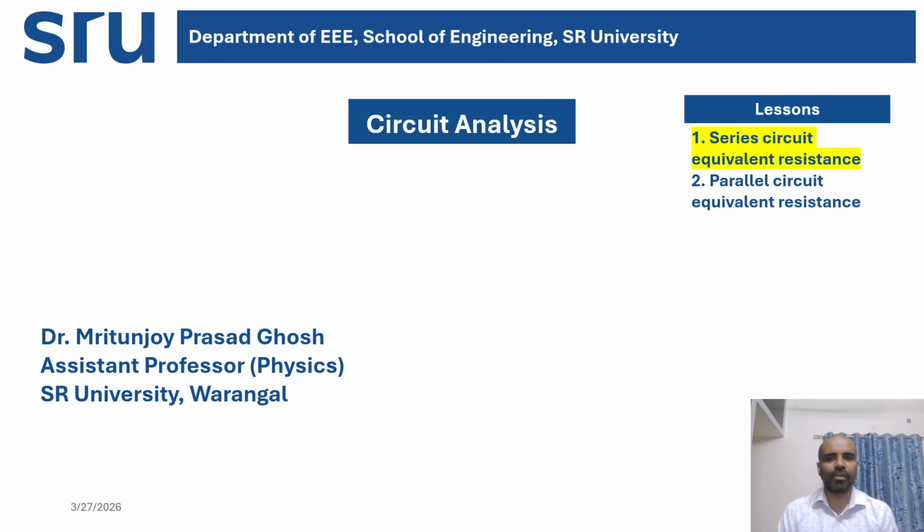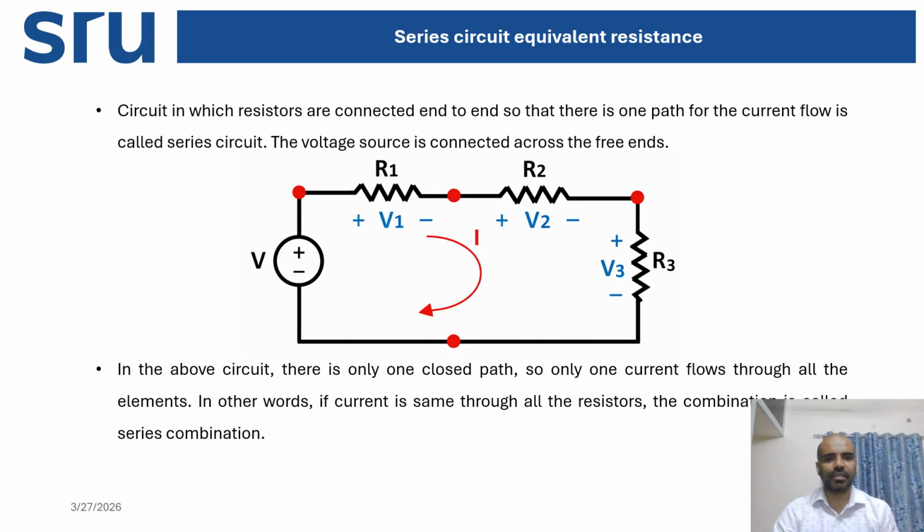So today we are going to discuss series and parallel circuits and their equivalent resistance. So let's start with the series circuit. The circuit diagram shown in the PPT is a series circuit diagram, a circuit in which resistors are connected end to end. There are three resistors R1, R2 and R3 connected end to end. As a result, there is one path for current flow. So this type of circuit is called a series circuit.